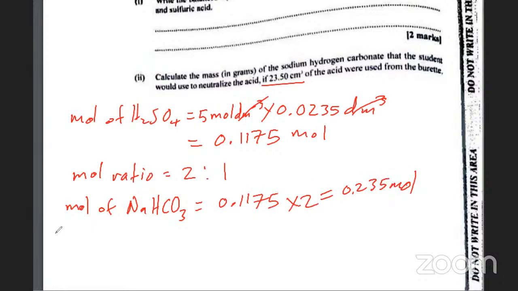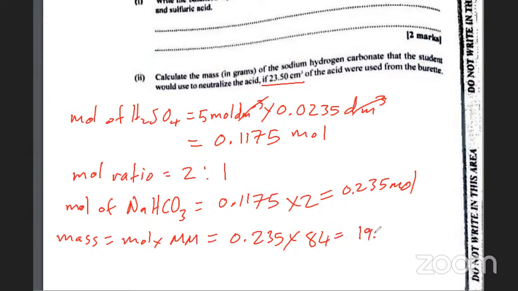Once you get the mole, you can go ahead now and calculate the mass. Mass is mole times molar mass. So 0.235 times 84, you will get 19.74 grams. So that is how you would get the mass.